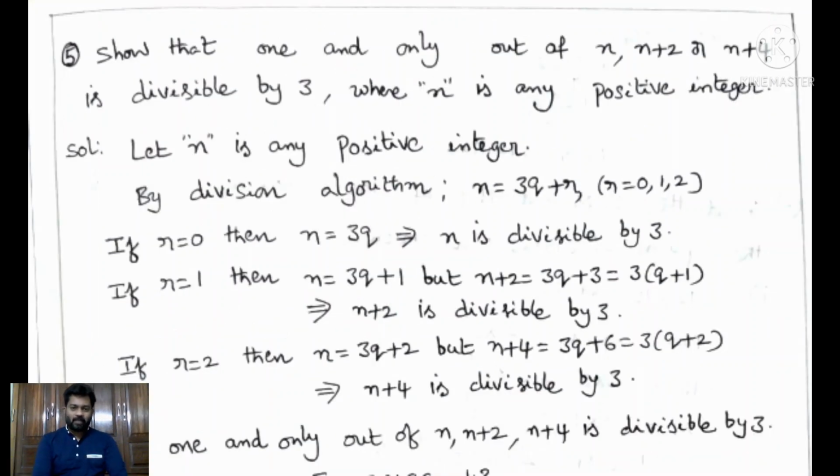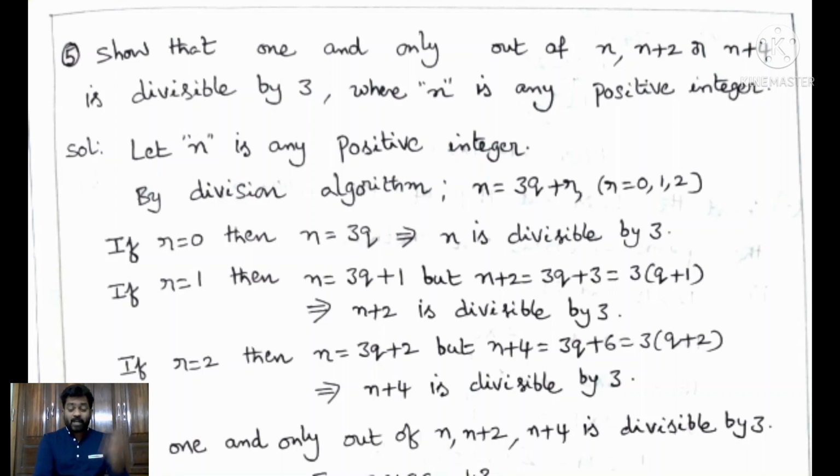Last sum in exercise 1.1. Show that one and only one out of n, n plus 2, or n plus 4 is divisible by 3, where n is any positive integer. Let us take n as any positive integer. By division algorithm, n equal to 3q plus r. Here b equal to 3, then remainders are 0, 1, 2.